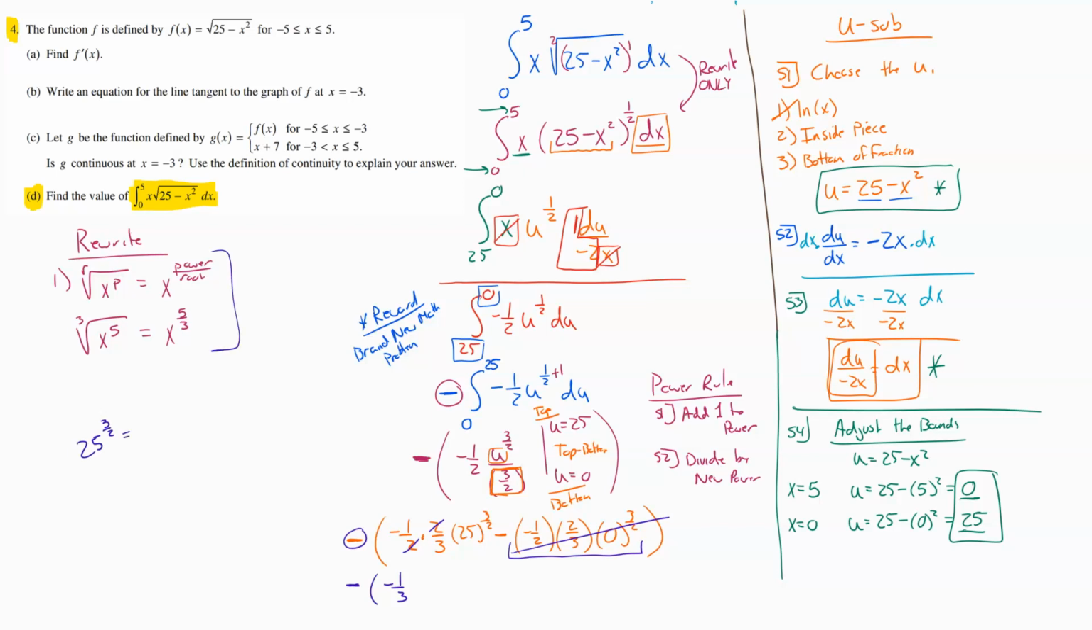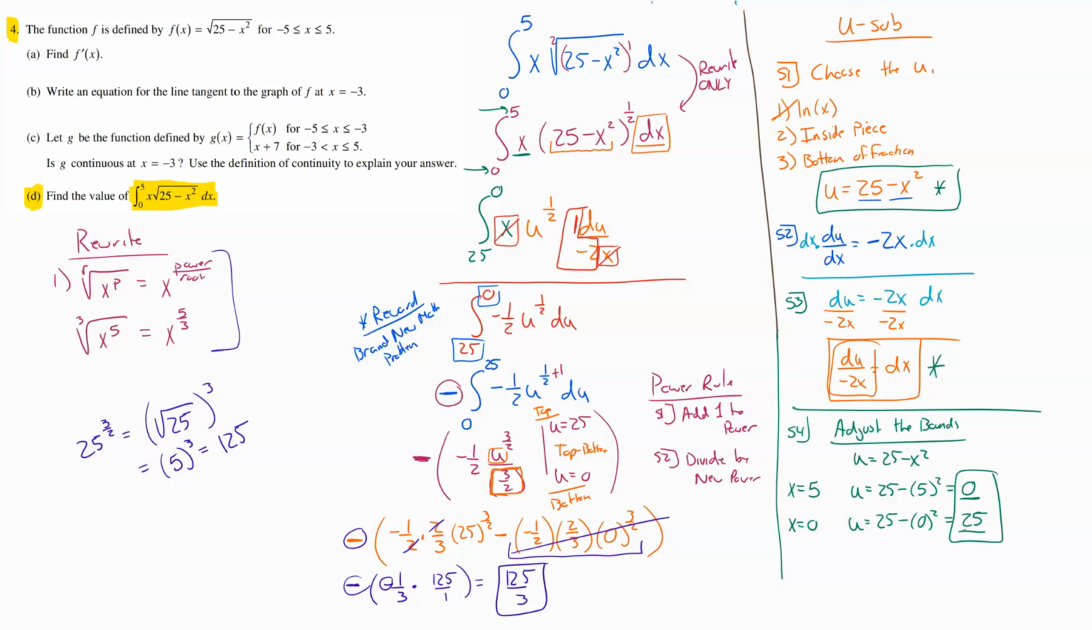So 25 to the 3/2 is really the square root of 25 and all of that to the 3rd. And when we bring that all together, the square root of 25 is 5 to the 3rd, and then 5 to the 3rd would be 125. So this will be times 125, technically over 1. Now multiplying all that, our negative is going to give us a positive, so we end up with 125 over 3, and that's going to end up being our final answer.